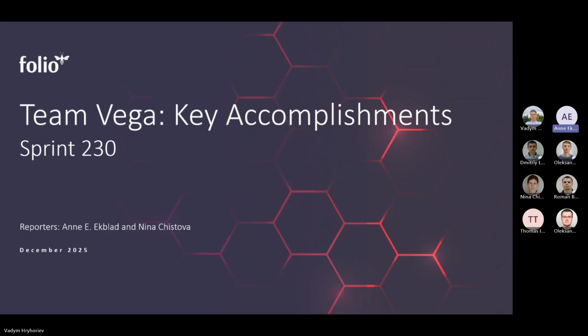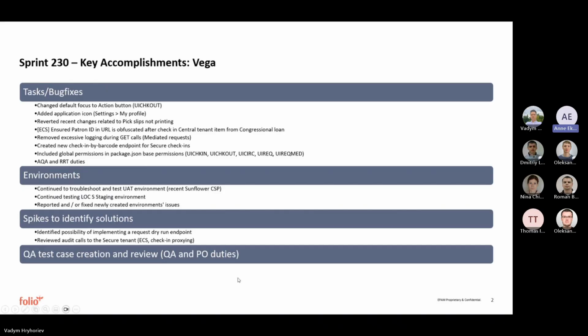Within Sprint 230, our efforts focused in 4 key areas, which were tasks and bug fixes, environments, which included testing and creating data, spikes, which included investigating and identifying solutions for tasks and bugs identified by or reported to the team, QA testing, which included test creation and review.